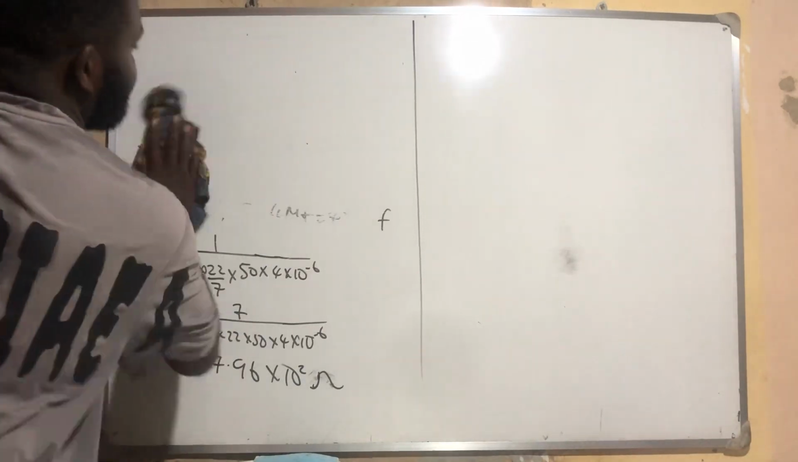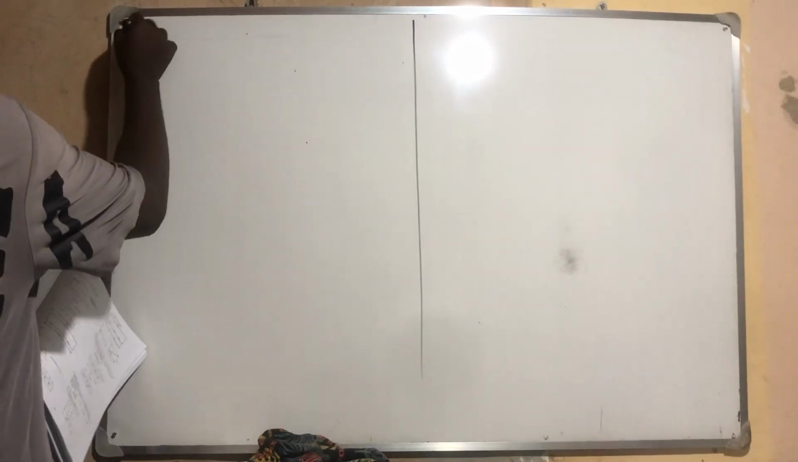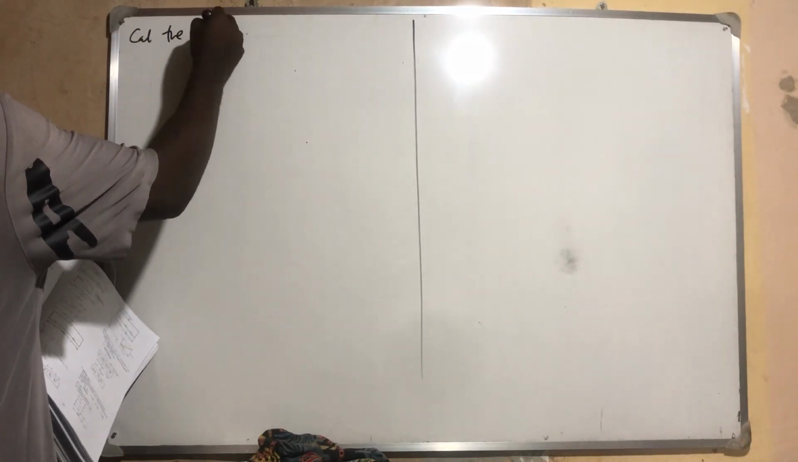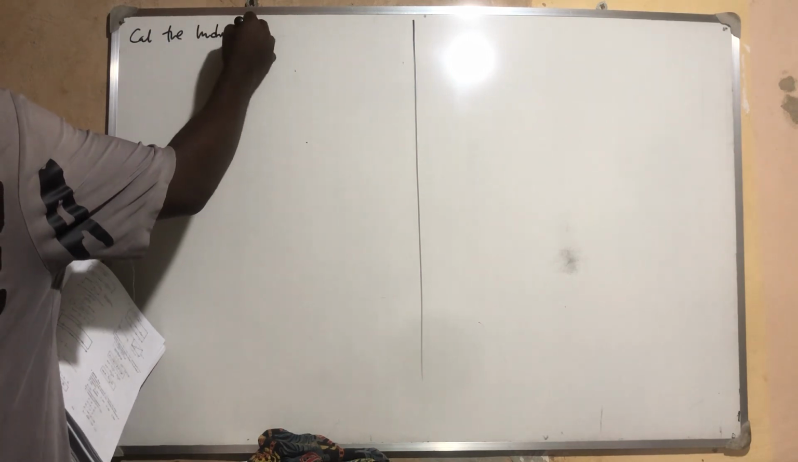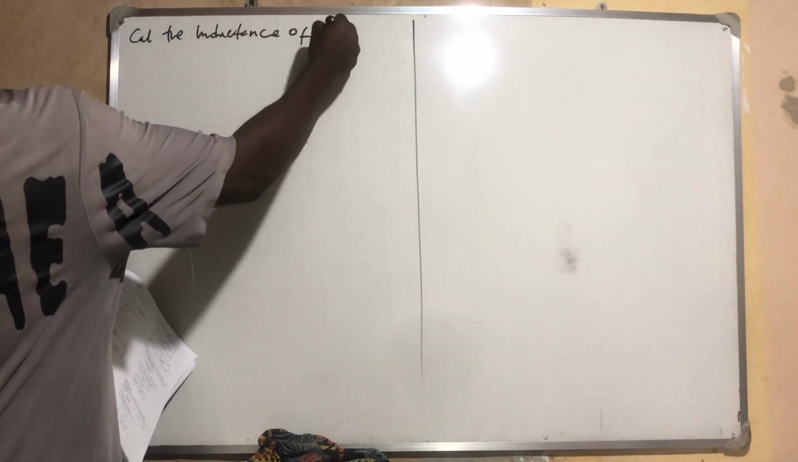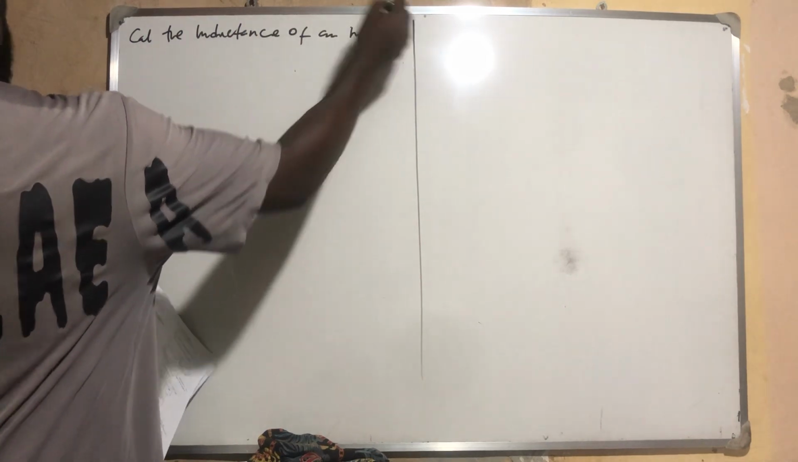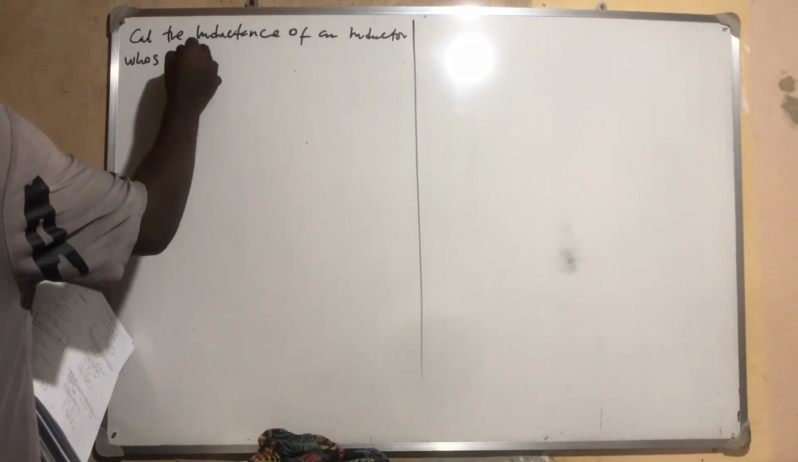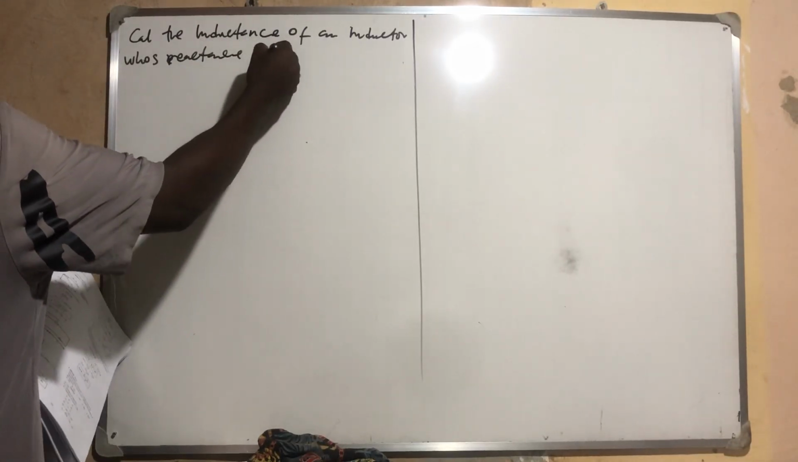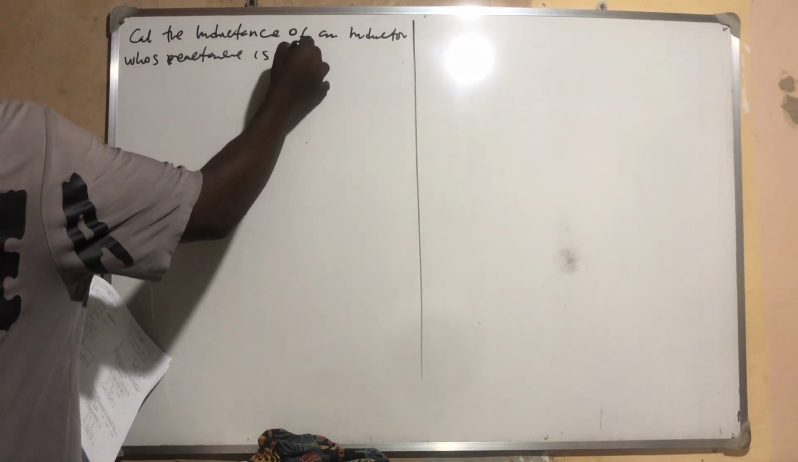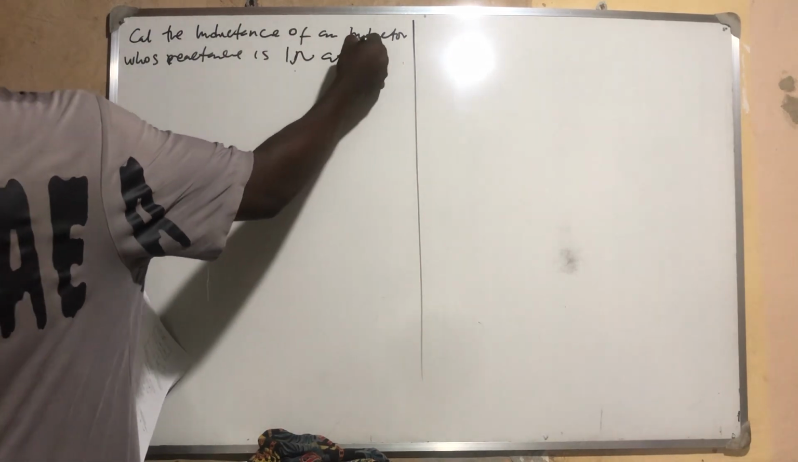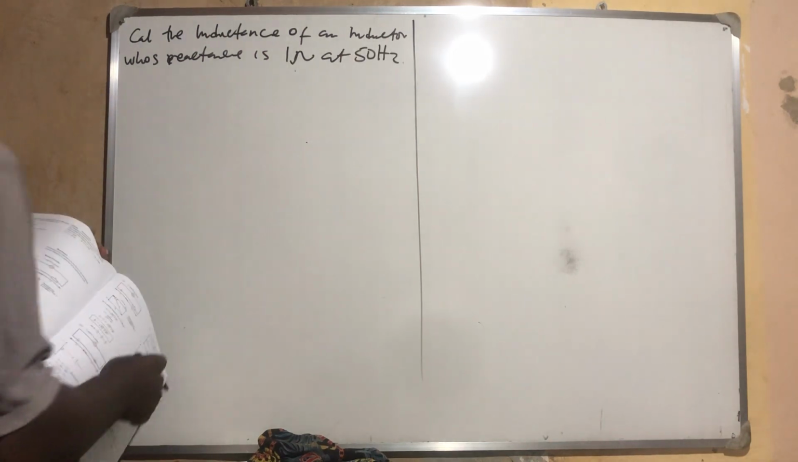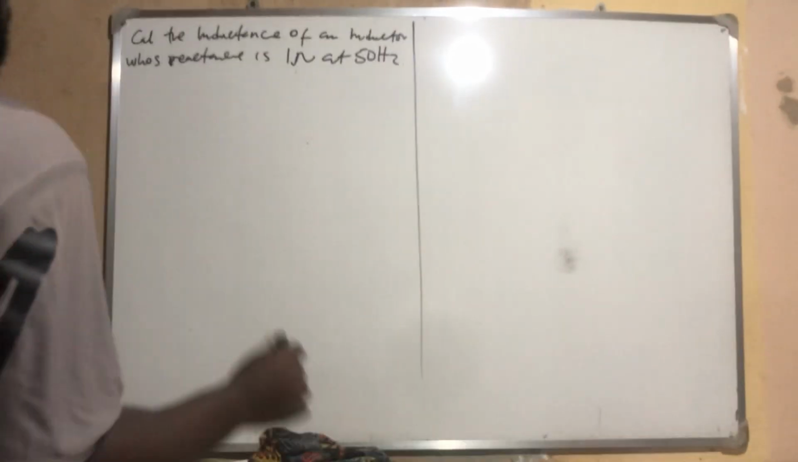The next question. The next question says calculate the inductance of an inductor whose reactance is 1 ohm at 50 Hz. All right, so what do we have now for the solution?